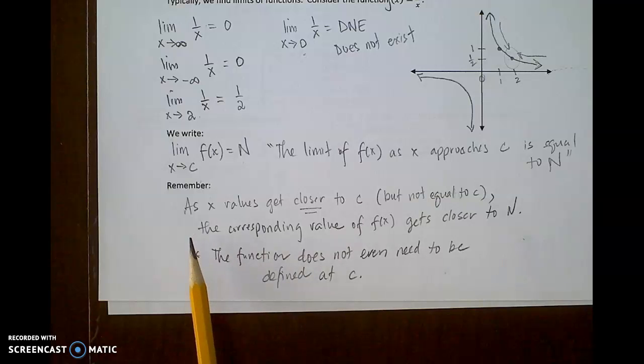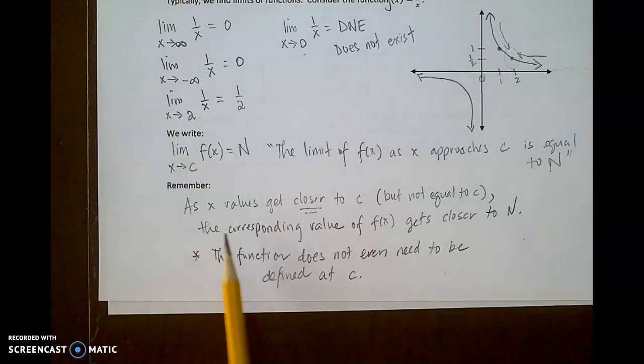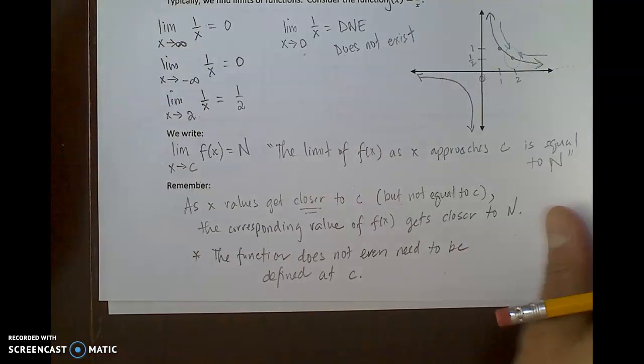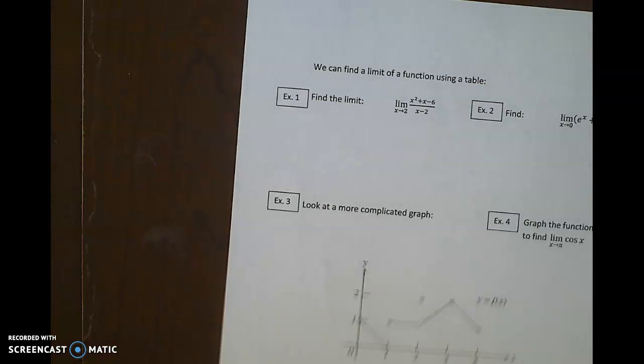Now you got to remember, as we're thinking about these limits and doing these limit problems, as the x value gets closer to c, we're not actually looking for that x value to equal c. As the x value gets closer to c, the corresponding value of the function gets closer and closer to this n value. Also, remember that the function does not even need to be defined at c, as we're going to see with the next example.